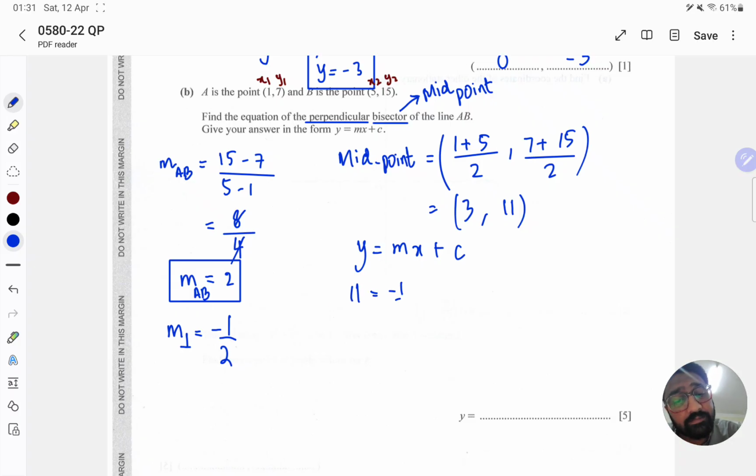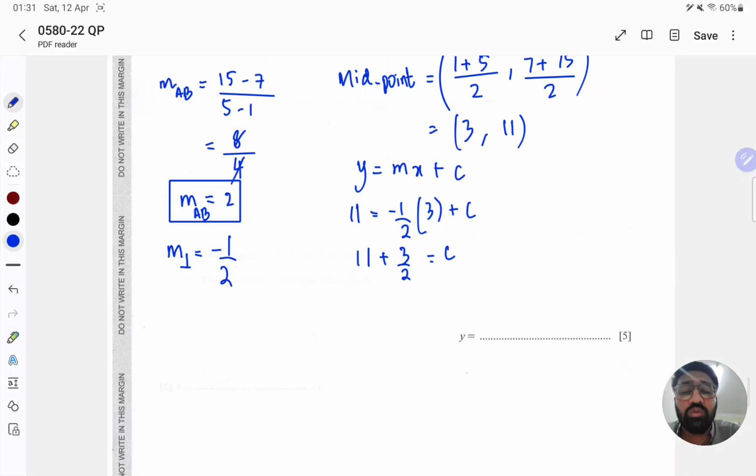Substitute the gradient, substitute the value of x and y. So 11 plus 3 by 2. So 11 plus 3 by 2, it is going to be 22 plus 3, which is 25 over 2. This is the value of c.